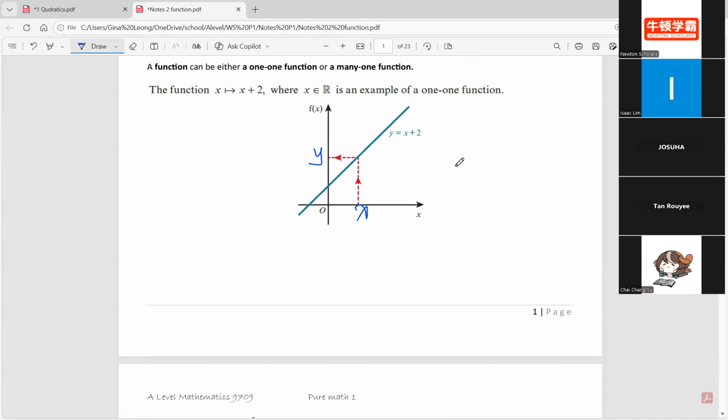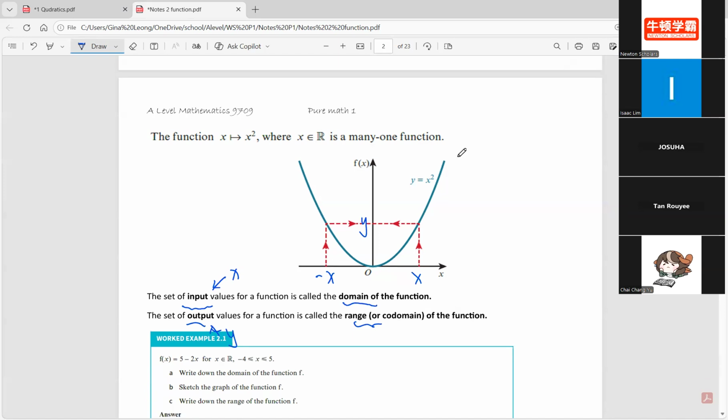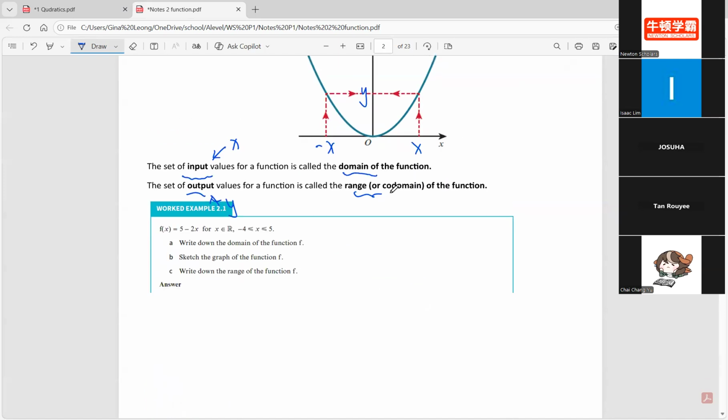Okay, this is called a 1-to-1 function. A many-to-1 function means you have two x values, negative x and x, but only one y value. The set of the input is your x value, so sometimes we call it the domain. The output is your y value, so we call it the range or codomain. Most of the time we call it range.